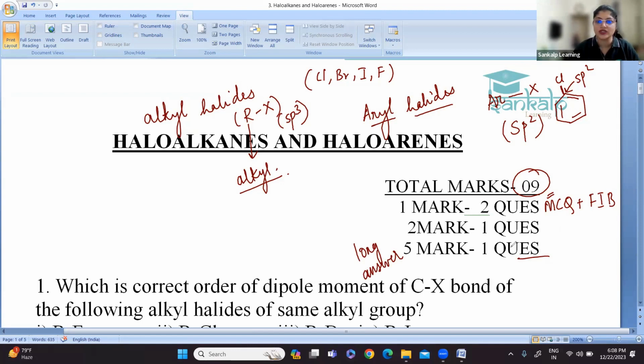1 mark, 2 questions, 2 marks, 1 question, and 5 marks, a long question, one. For the 5 marks, you won't get any question directly for 5 marks. It is further divided into 3 plus 2. So the maximum marks you get is for a 3 plus 2 question. So this is the mark distribution pattern.